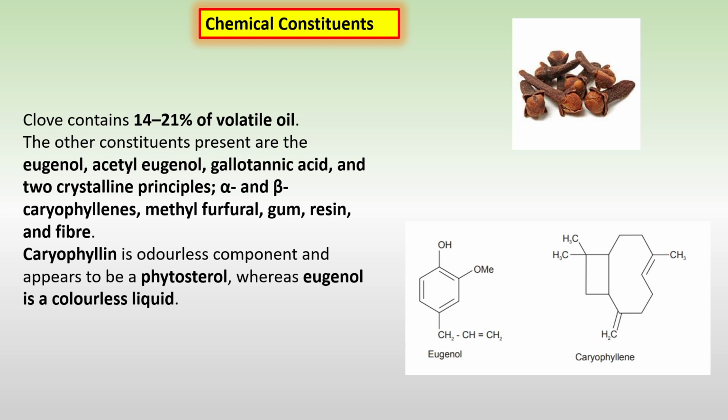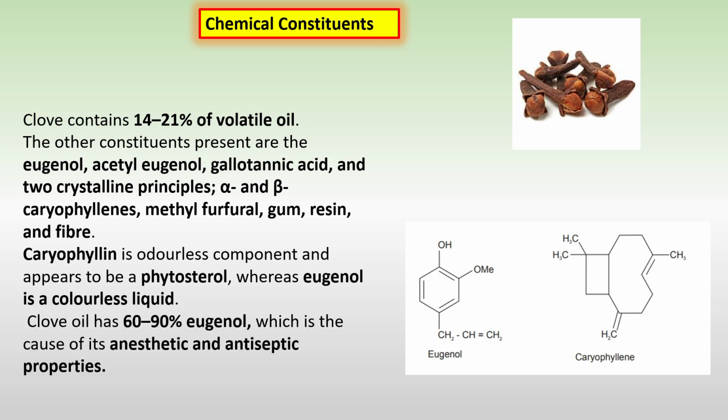Caryophyllene is an odorless component and appears to be a phytosterol, whereas eugenol is a colorless liquid present in clove. Clove oil has 60 to 90% of eugenol, which is the cause of the anesthetic and antiseptic properties. You know very well, the clove is very much used in toothpaste advertisements. You can see very commonly they are using the presence of clove, which has an antiseptic effect. Dentists use it, as you can see.